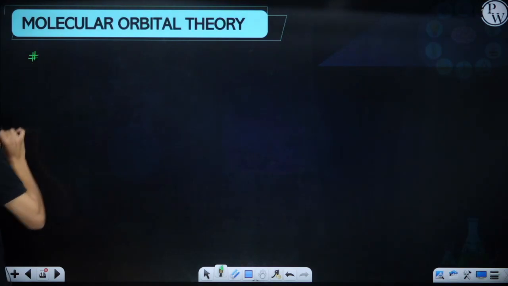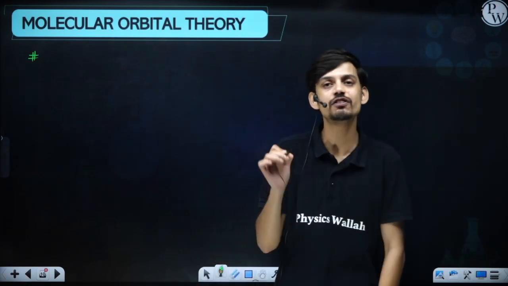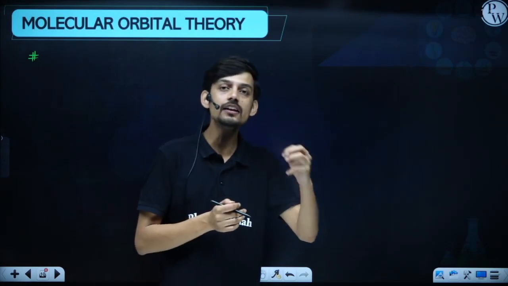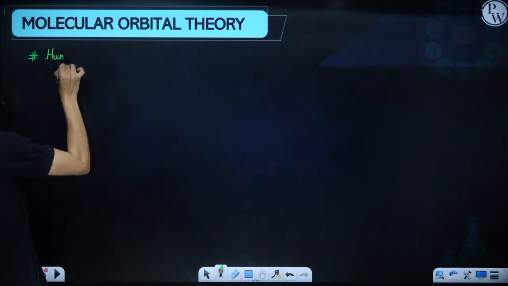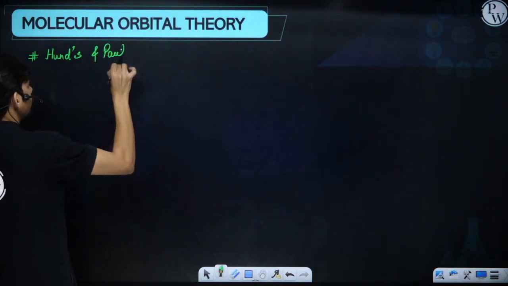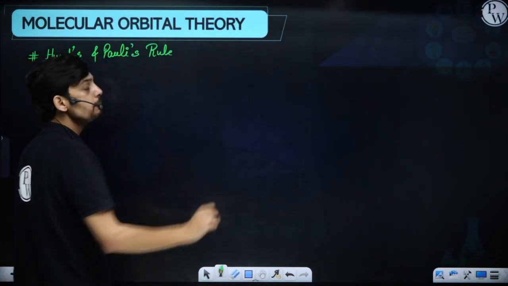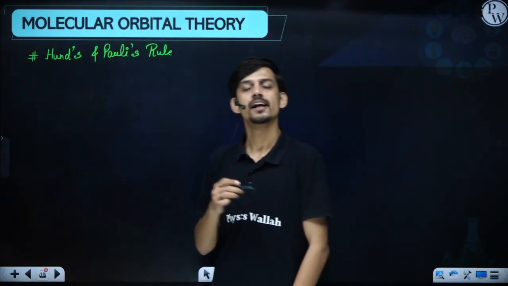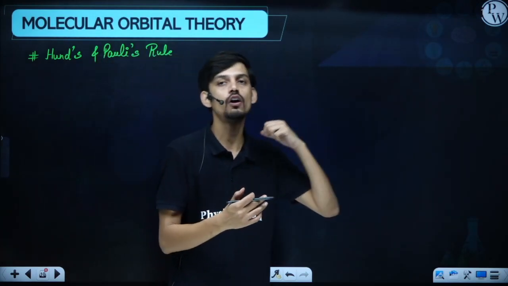The second thing that you will follow is Hund's rule, that is, orbitals having equal energy first get a single electron each, and after each has a single electron, then the pairing will start. So you will follow Hund's rule as well as Pauli's principle. According to Pauli's principle, any orbital can have a maximum of 2 electrons with opposite spin. The same is true for atomic orbitals, and the same is true for molecular orbitals as well.